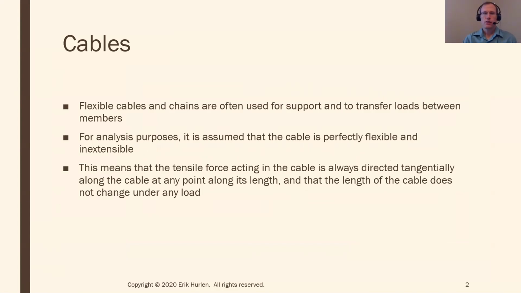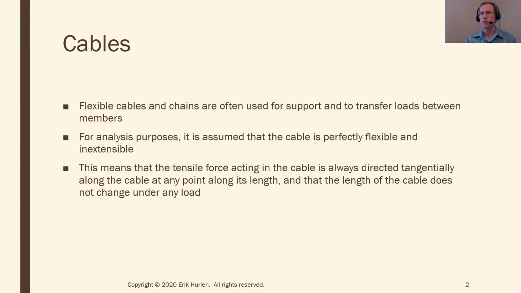We're going to assume that all the cables are perfectly flexible. So the cables can move based on the loading. If I come along and add some loading, the cables can move their orientation, but they're inextensible. That means their overall length doesn't change. With those two assumptions, the tensile force, and again, cables only act in tension, acts along the cable, along the same direction that the cable is going.